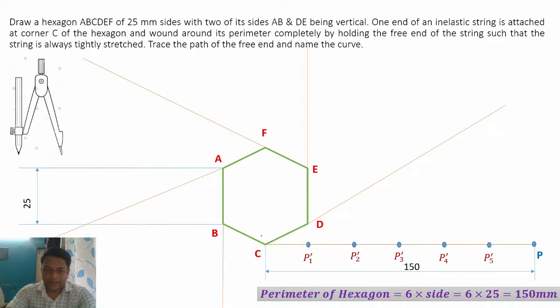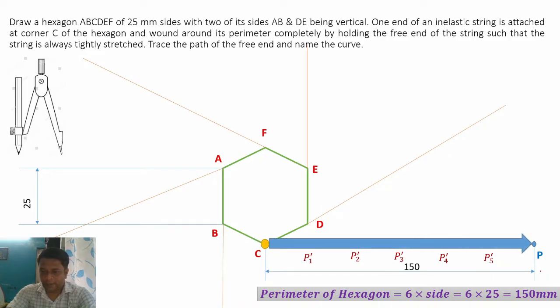So take the metal end of the compass on point C and then measure a distance from point C to point P. Use the compass and keep the metal end at point C and keep the pencil end at the point P and measure this length.